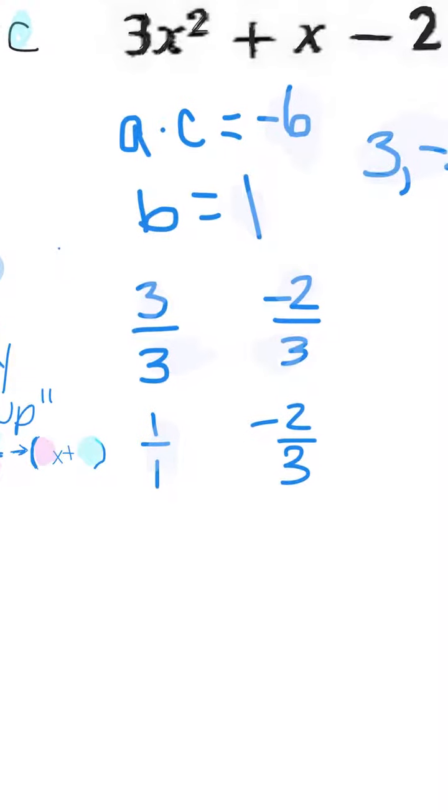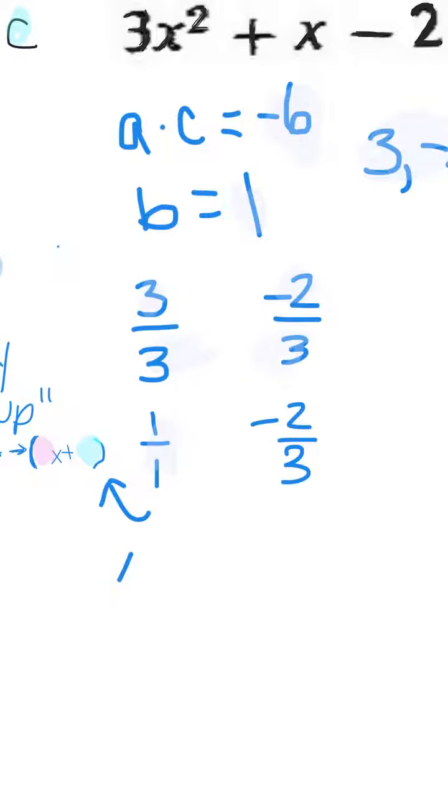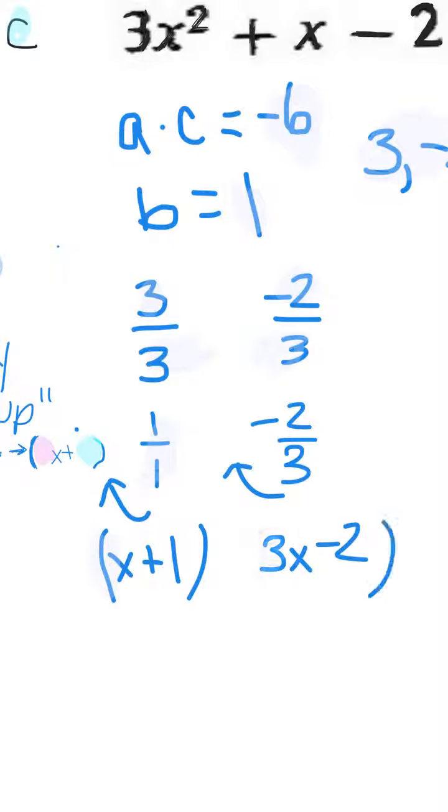Now we do the bottoms up. We take those denominators and we put them first. 1 you don't have to write. And then we put 3x minus 2. So x plus 1 and 3x minus 2.